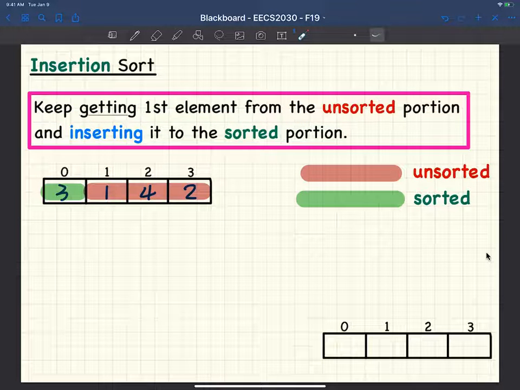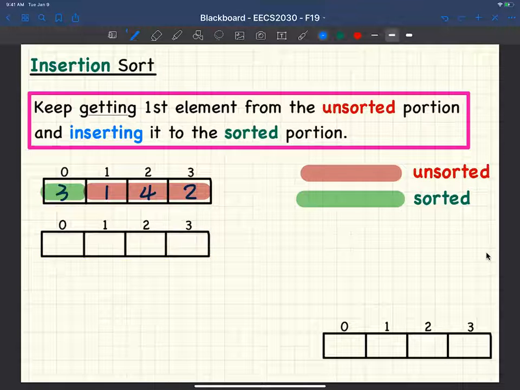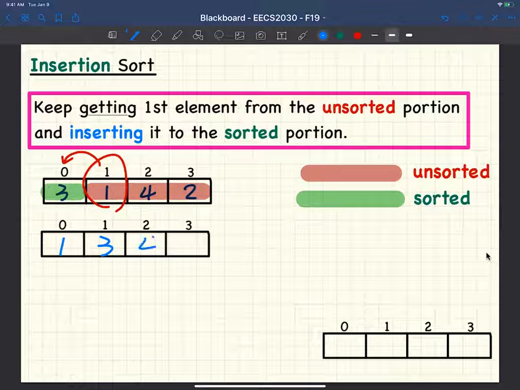Let's see this. Number 1, I'm going to get a new array over here. Okay? The new array over here. So now I will just pick one element. Oh, just pick the first one. Okay? The first one. Now I want to insert that into the green area so that the area has become size 2, but it's still sorted. So where should I sort that into? Before 3, right? So now that means it's going to be 1 and 3. And then the rest remains to be 4 and 2.